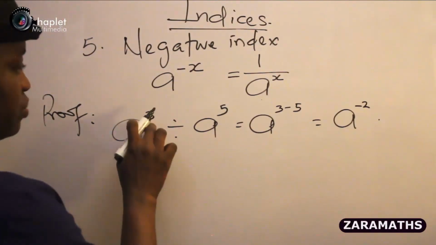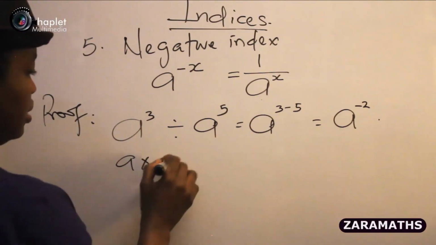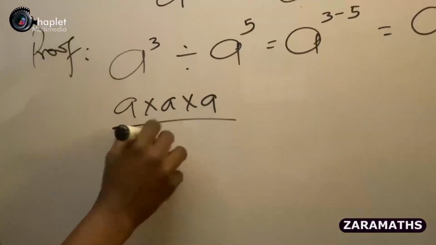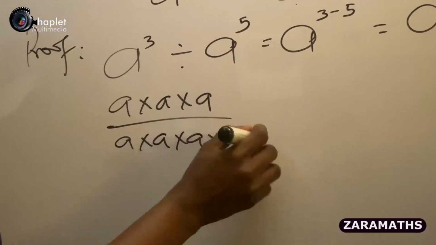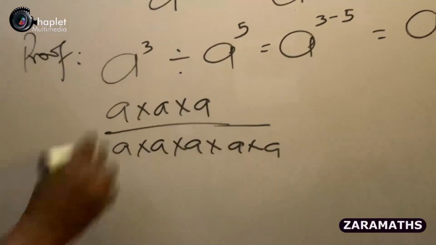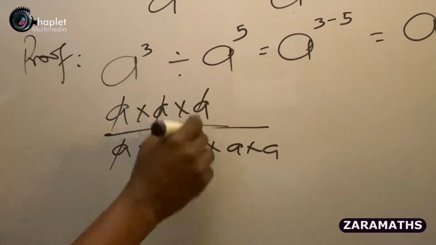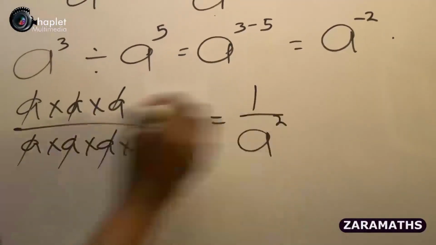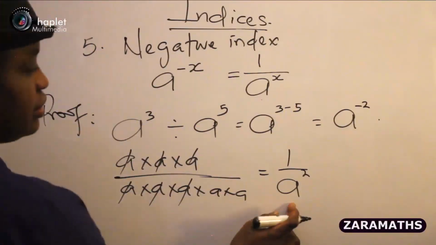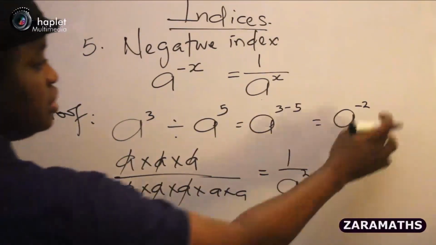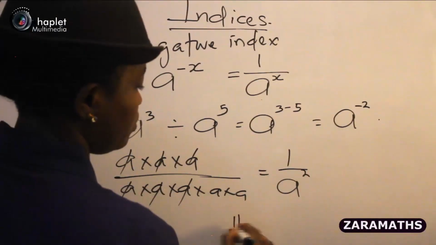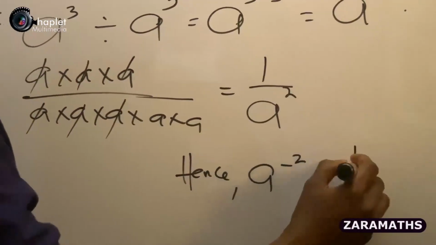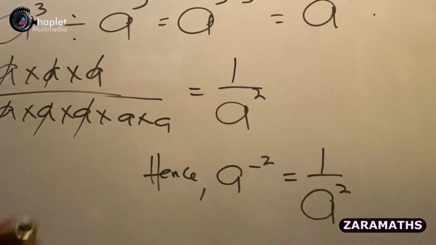A raised to the power 3 is a in 3 places, divided by a raised to the power 5, a in 5 places. We cancel a, we cancel a, we cancel a. We are left with 1 over a in 2 places. So this solution is the same thing as this solution. Hence, a raised to the power minus 2 is the same thing as 1 over a squared.